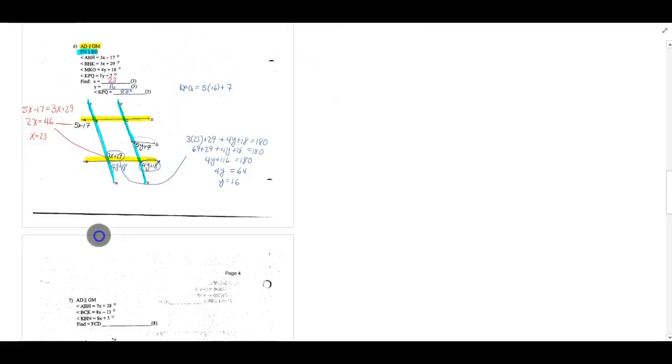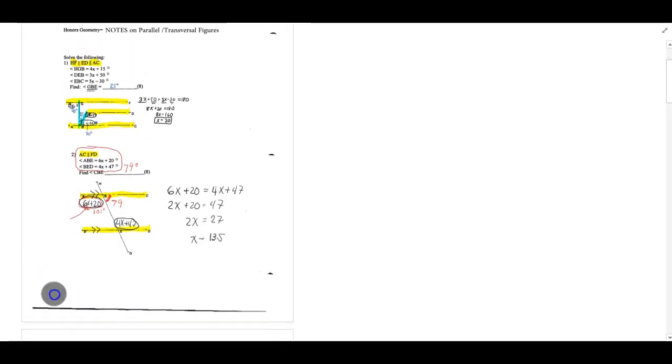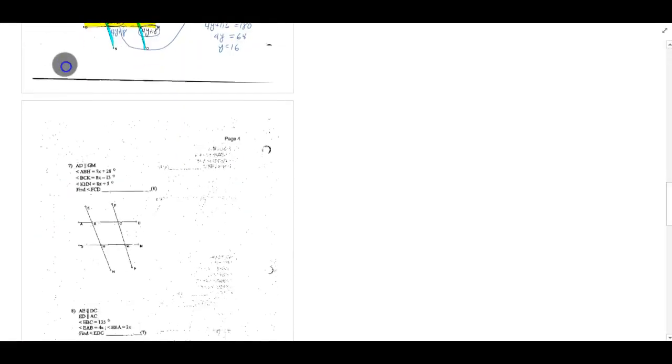Hey everyone, this is part two of parallels and transversal figure problems. If you haven't watched the first video or completed the first module, please make sure you complete that before moving on to this video. We're going to be using the same document that we used in the last video, so as you can see, these are the previous examples we did in the last video. We're now going to go on to page 4.